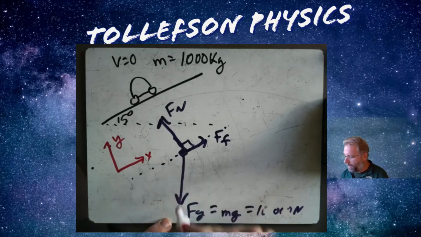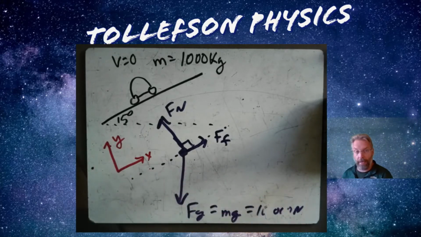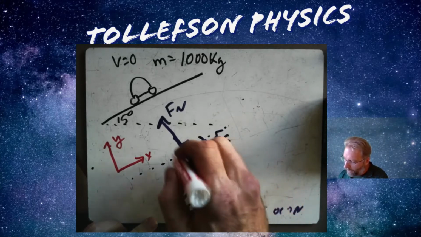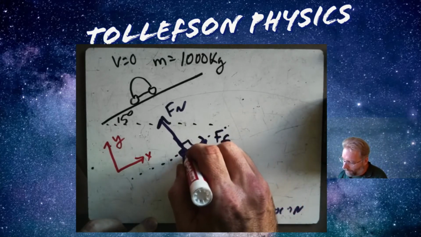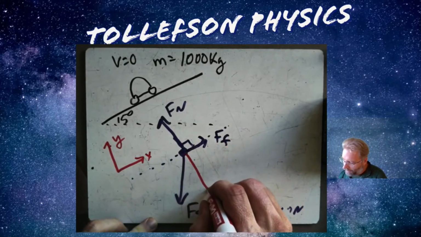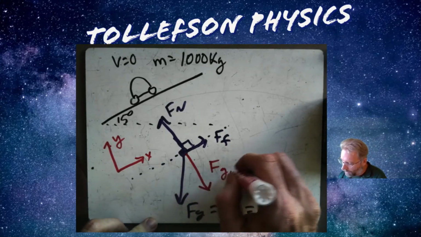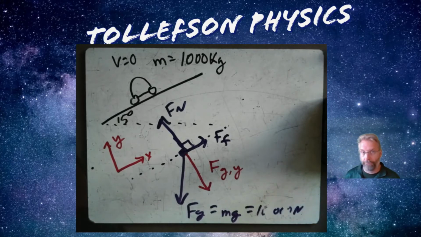So this is not in the x or y direction, so I'm going to make it in those directions. And the way that I typically do this, and you'll see in a minute why I do it this way, is I'm going to draw my arrow in the y direction. So I'm going to call this FG of y. Okay, so that's in the y direction.